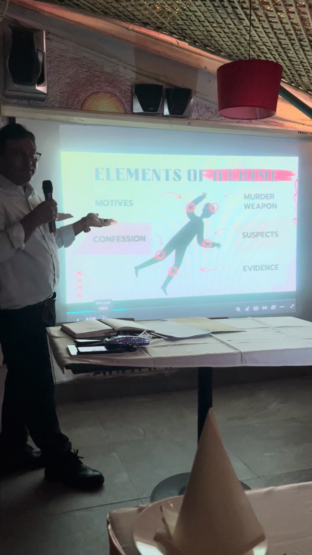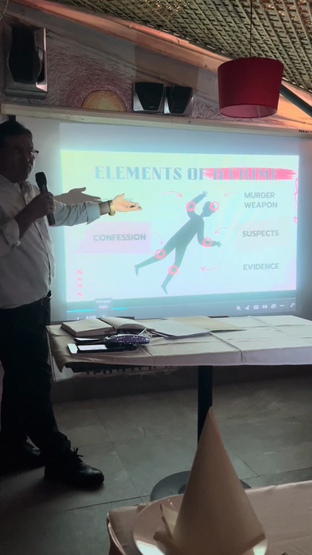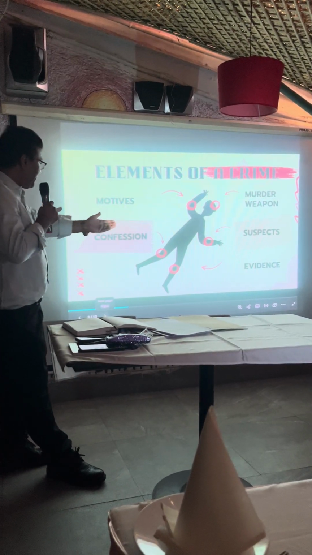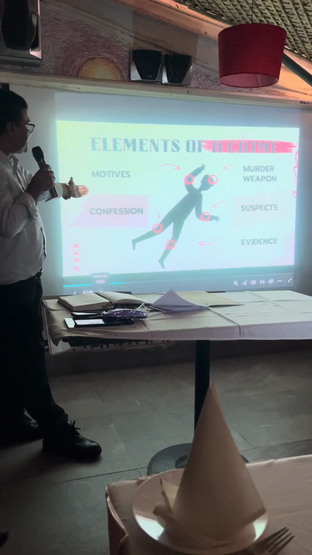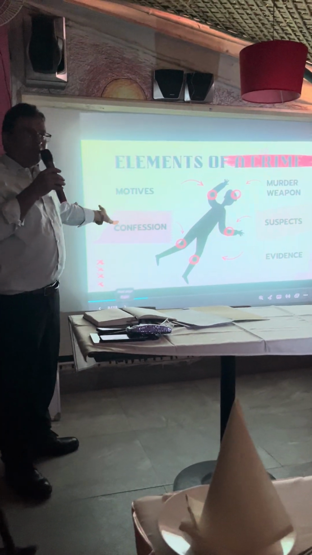There has to be a weapon with which the crime was committed. There would be some suspects. Evidence would be collected. There could be a confession made by an accused person, and there could be a motive for the commission of a crime.